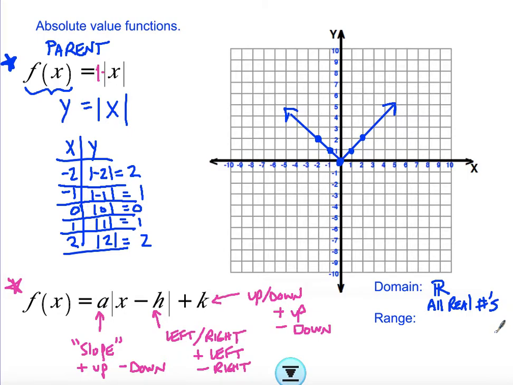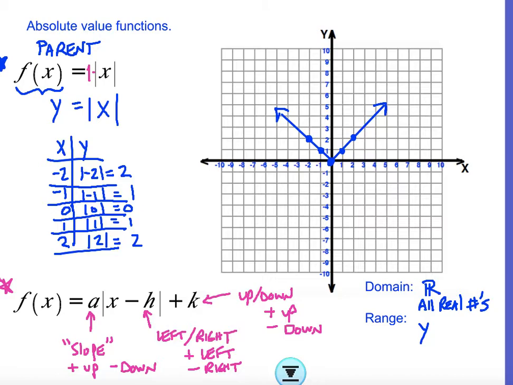The range are the y values that we're allowed to have. If you look at your graph, there are no y values down here. There's nothing on the graph down here. The smallest y value is at 0, and then it goes up from there. So remember what I did when I showed you domain and range is I gave you like a little horizontal line.